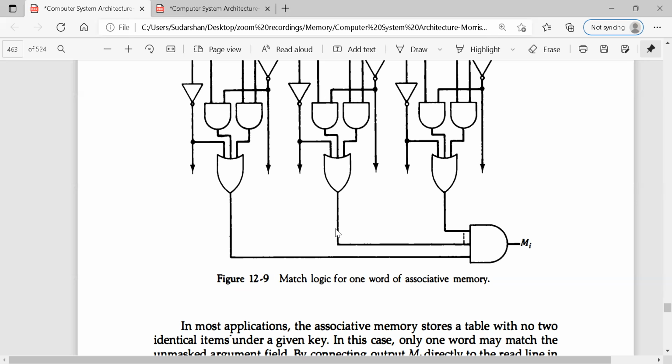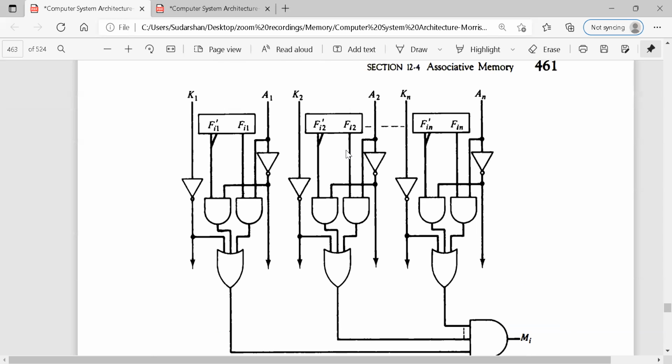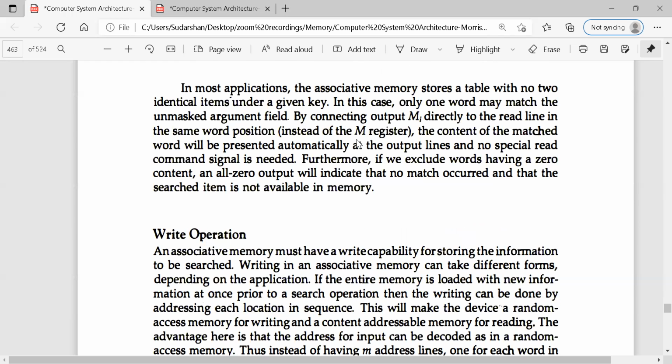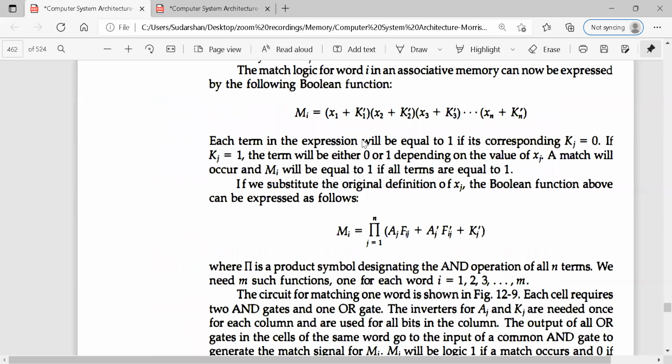This is one of the simplest logic, but let me not go into this diagram for the time purpose. Whenever you go in for associative memory, you can perform both reading operation and writing operation. In general, let me go into this block diagram.